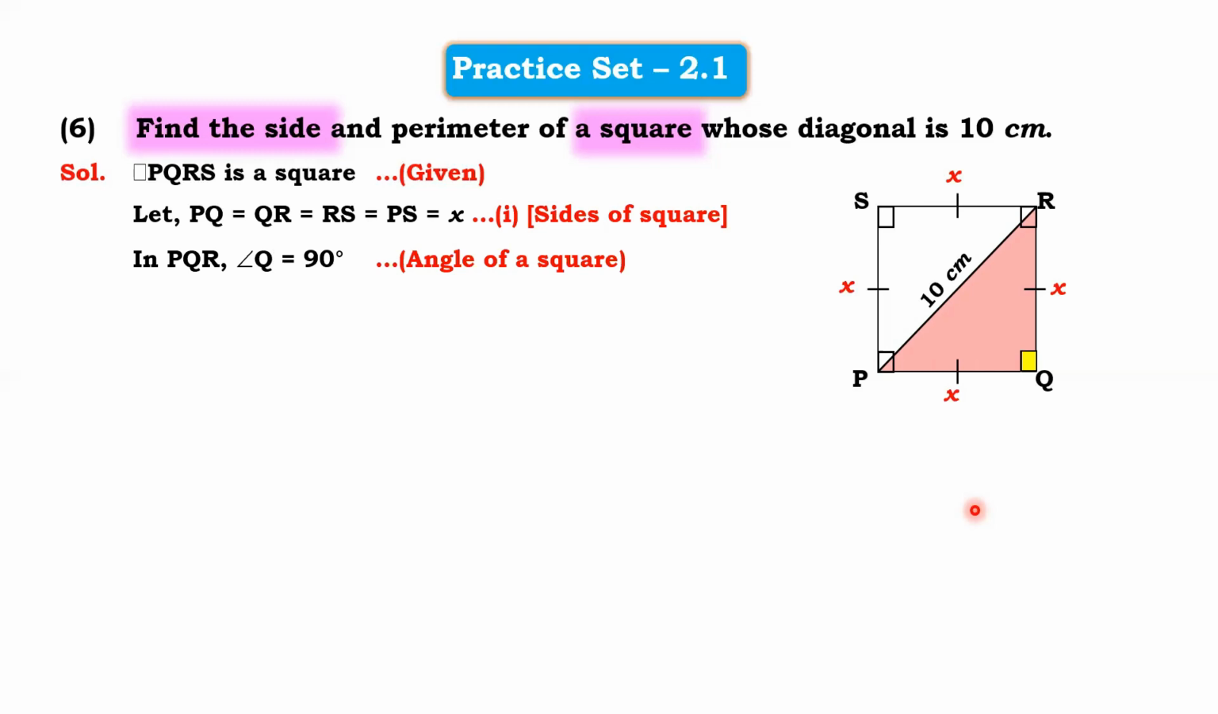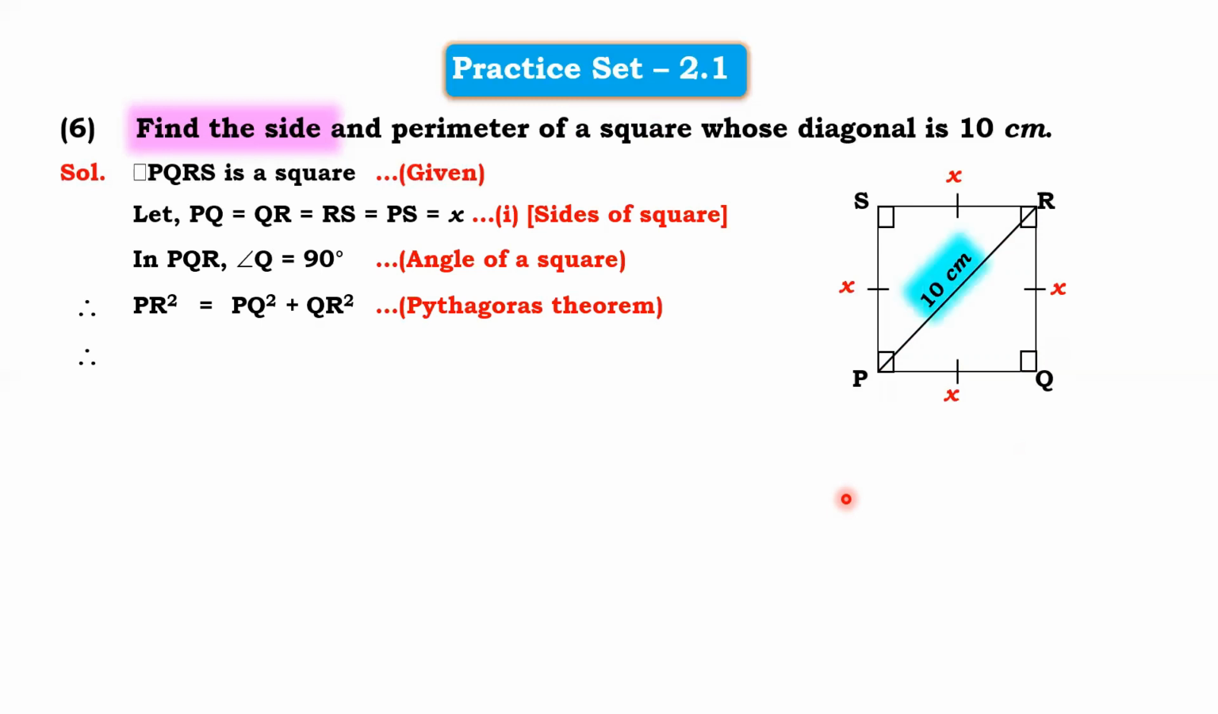So here we can say if angle Q is 90 degree, then PR is the hypotenuse. So we can write the equation PR square is equal to PQ square plus QR square. Reason, Pythagoras theorem. Now we'll substitute the values. PR is 10, so 10 square is equal to PQ is x, so x square, plus QR is also x, so x square. So now we can say 2x square, and x we have got the value from equation 1. So 2x square is equal to 10 square, means 100, we can say, right?